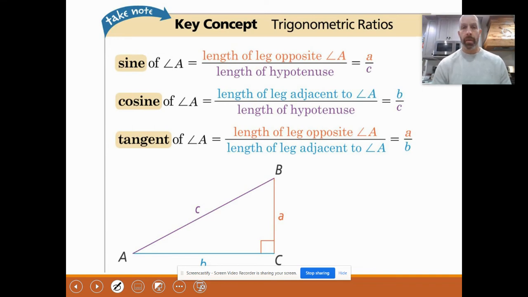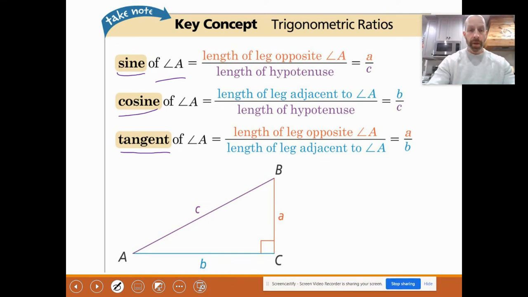So now 8.3 is our main trigonometric ratios. They are known as sine, cosine, and tangent. Hopefully you've heard of those before. And to find the sine of an angle, you take the length of the leg opposite the angle divided by the hypotenuse.